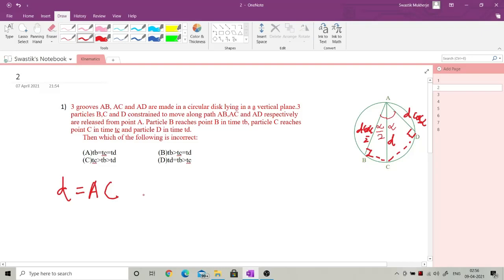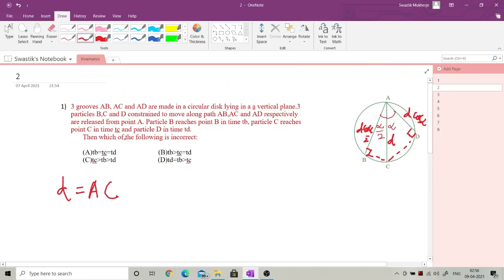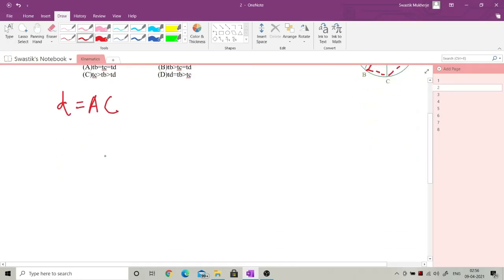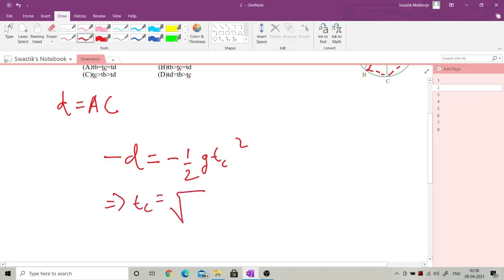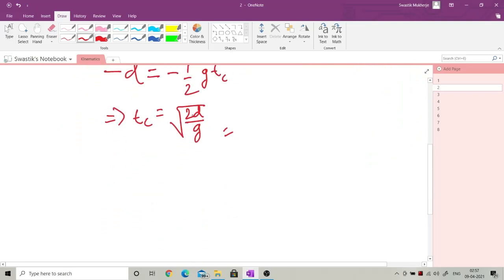Okay, so let's consider the particle that is moving to point C, the easiest. Let's use our standard kinematic equation for that. It starts from rest, so minus D is equal to minus half g tC square, which implies tC is equal to root over 2D by g. Okay, so that's our TC.